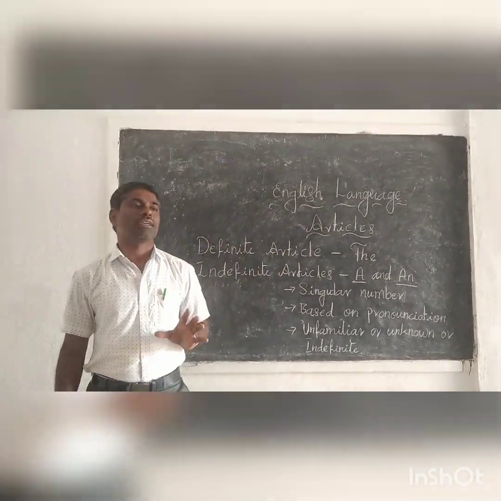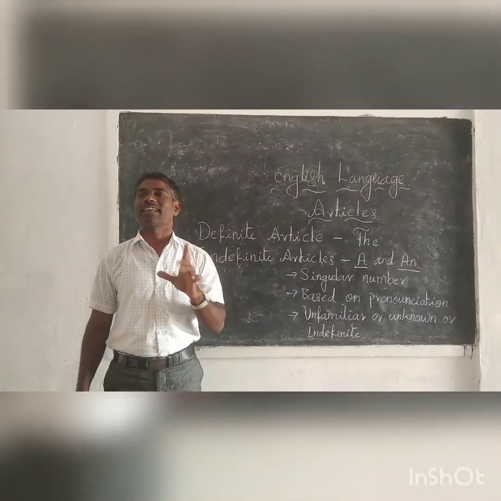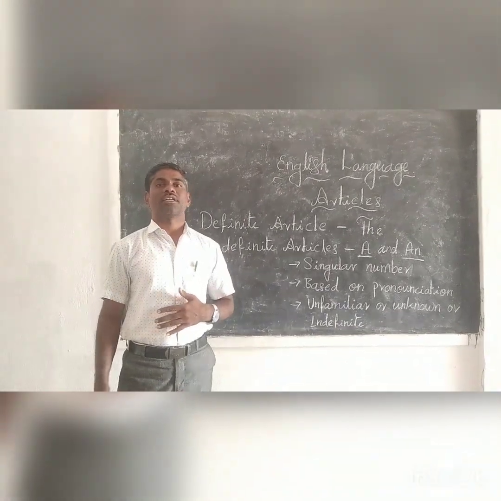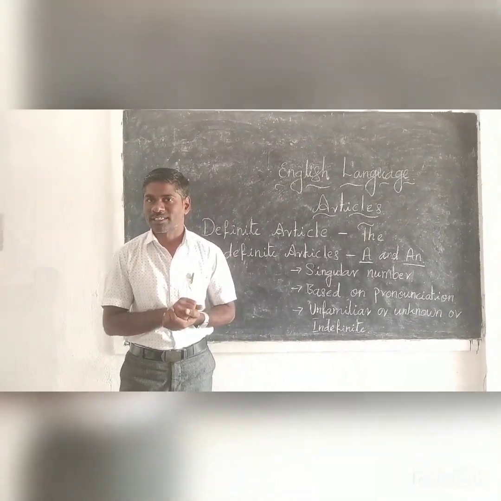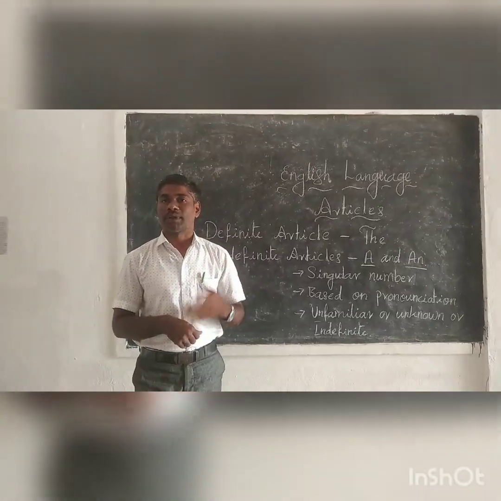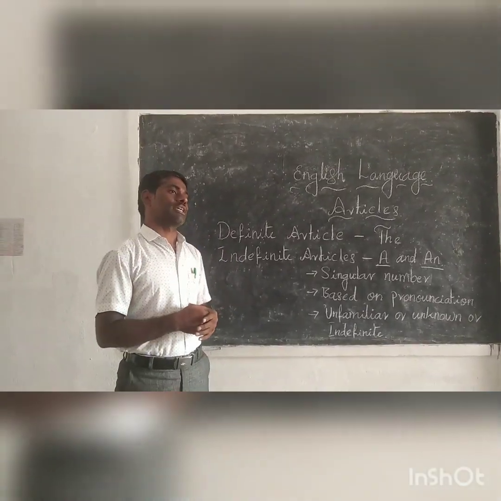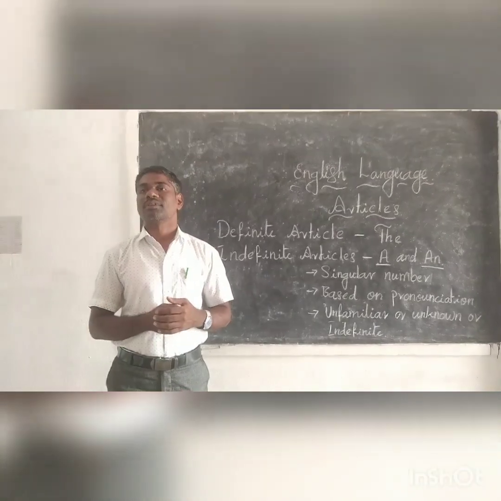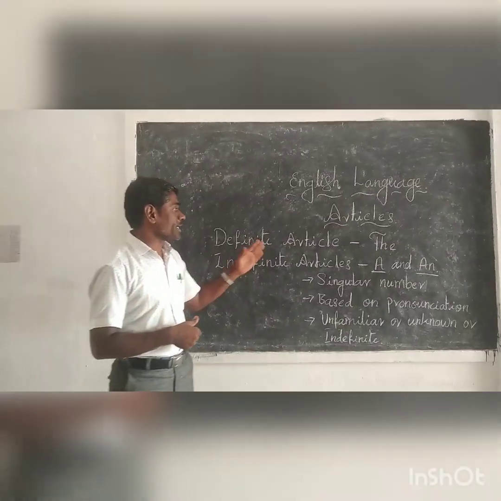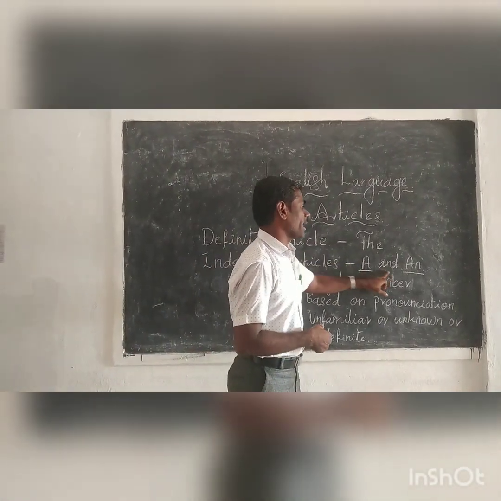Articles are very simple. There are only three: a, an, and the. But compared to other parts of speech, those have a good number of words. You know that nouns have thousands of words. Pronouns are also limited, but with different kinds of pronouns, there are a good number of words. Even adjectives have a good number of words. But articles have only three words: the, a, and an.